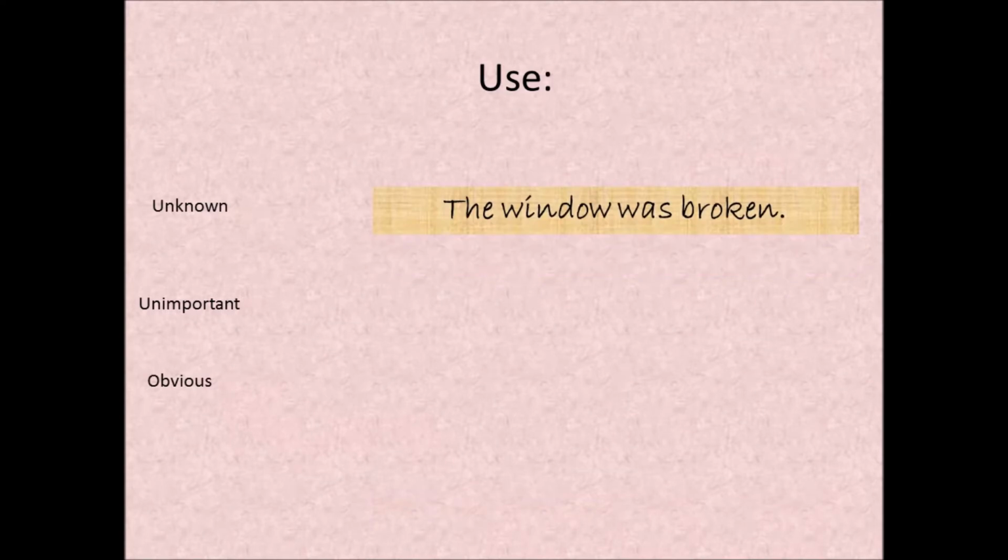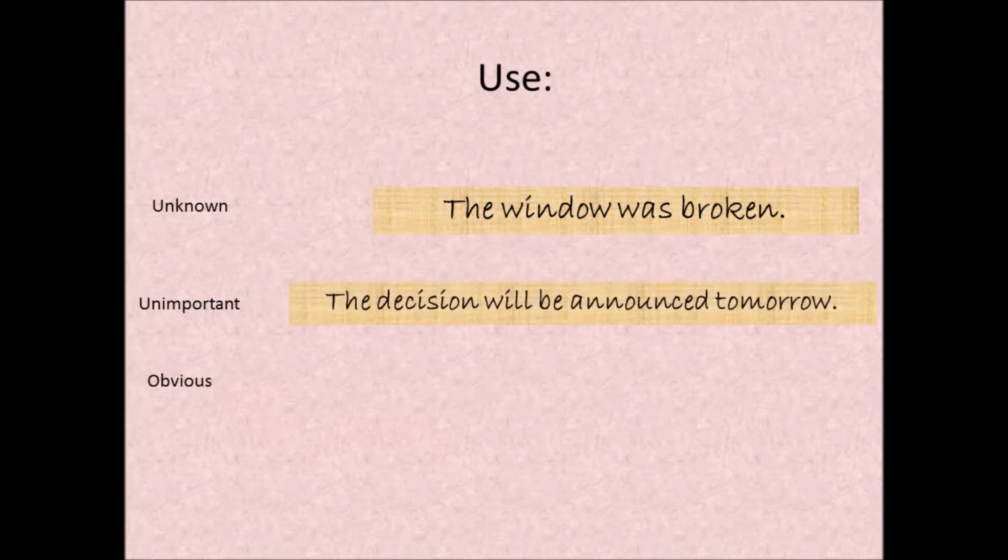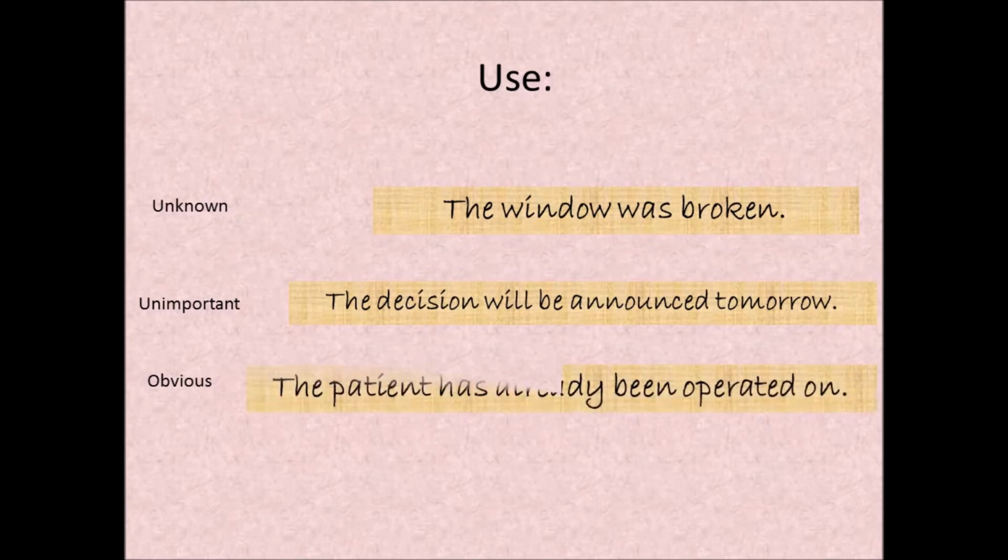We use the passive when the person or people doing the action are unknown, unimportant, or obvious from the context. The window was broken. We don't know who broke it. The decision will be announced tomorrow. Who will announce it is unimportant. The patient has already been operated on. So this is obvious, that the doctor has operated on the patient.